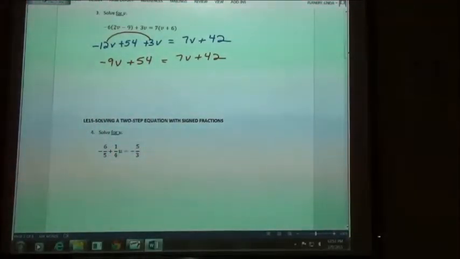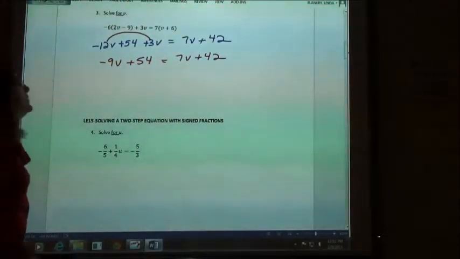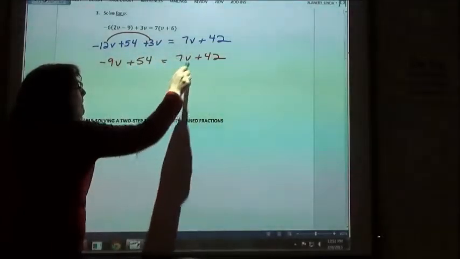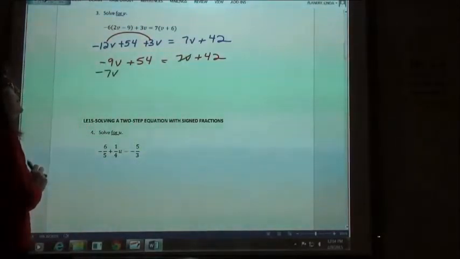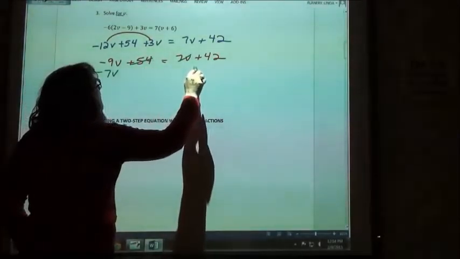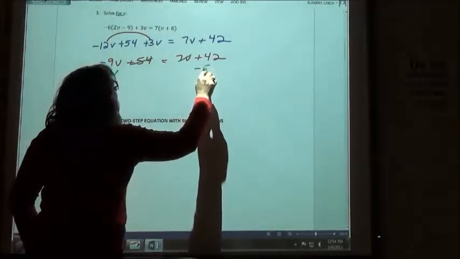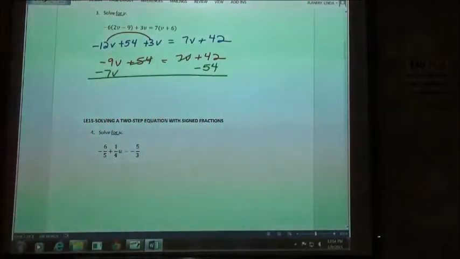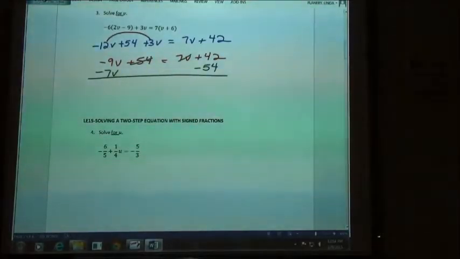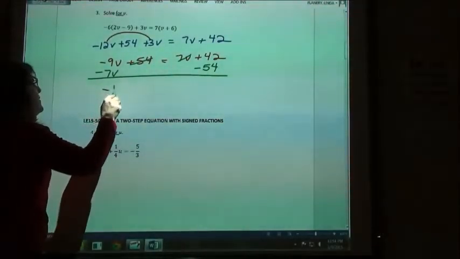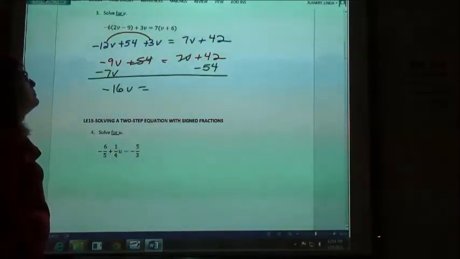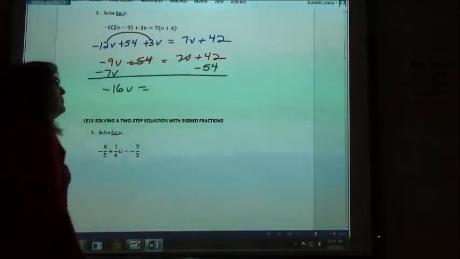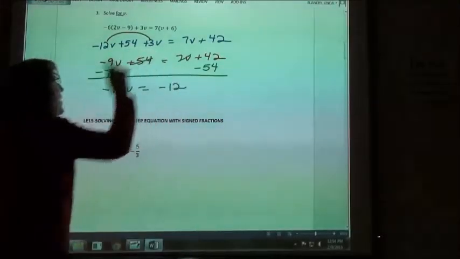From there, we would want to subtract our 7v, making it a negative 7, and take our 54 and minus the 54. So negative 9 minus 7 would be negative 16. Negative 16v equals 42 minus 54, which is negative 12.